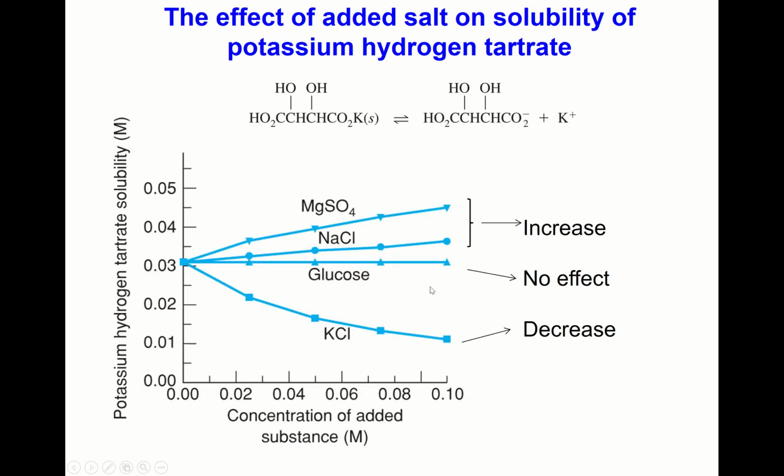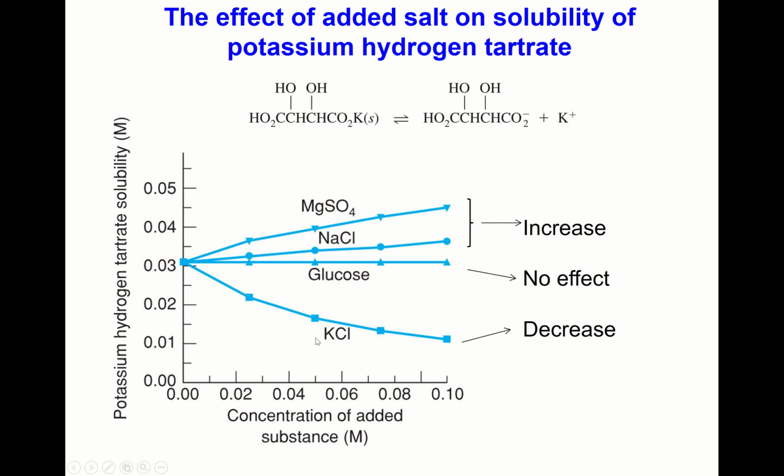Here is a demonstration. Someone studied the solubility of potassium hydrogen tartrate, and studied the effect of added salt. He added these four species: magnesium sulfate, sodium chloride, glucose, and potassium chloride, and then studied the solubility of potassium hydrogen tartrate.